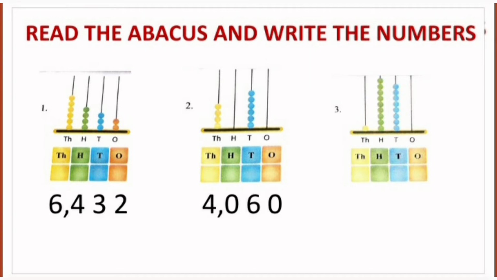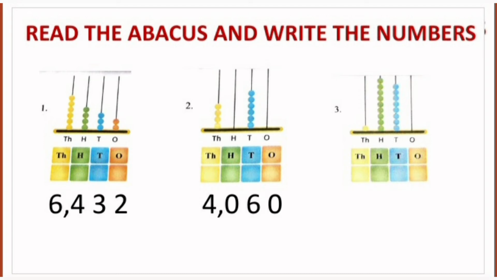Now, children, see this slide. Read the abacus and write the numbers. This is the abacus with four rods, and you can see the beads in each rod given. Now, when you move from right to left, the places are given as ones, tens, hundreds, and thousands. Count the number of beads and build the number.